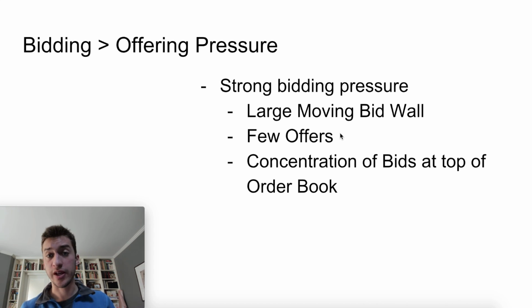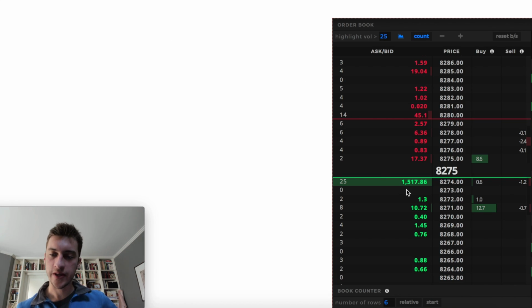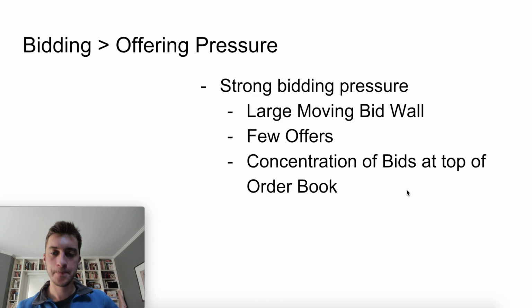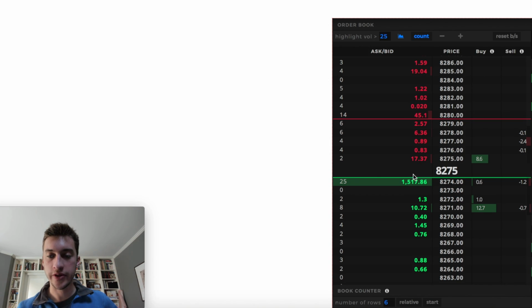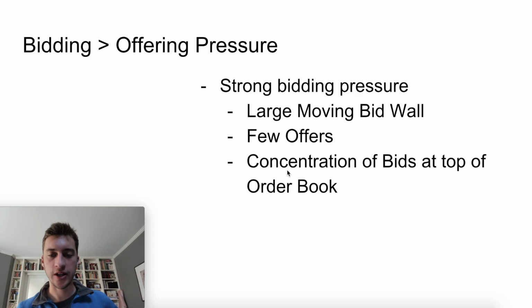Strong bidding pressure is going to have three factors. It's going to have a large moving bid wall. So that's going to look like this, where as price goes upward, the bid wall moves directly at the most current price, and it continues to do so. We have very few offers relative to the bid, so very few offers here, as you can see. And finally, we have a concentration of bids at the top of the order book.